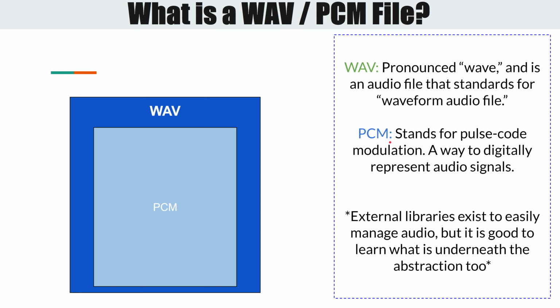Then we have PCM, which stands for pulse code modulation, which is a way to digitally represent audio signals. So, think of it this way. We're using an integer here to represent an audio signal in the form of a wave, okay? So PCM is the actual data here, and that's what this picture really is. If I have a WAV audio file, there's going to be a lot of header information up top, and then it's really going to be a lot of pulse code modulation, okay? Now, that's not always true, but a lot of the times it is true, okay?